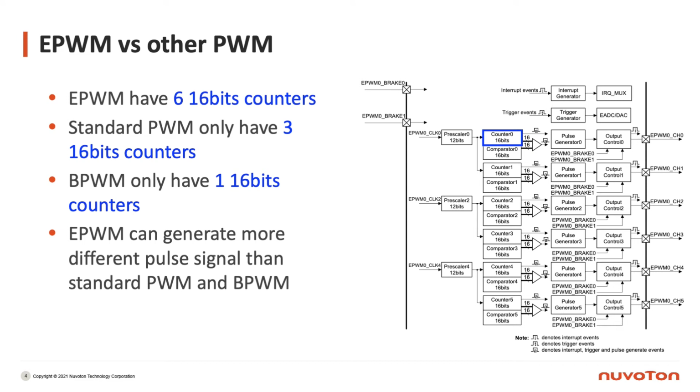Here are three common PWM types: EPWM, standard PWM, and BPWM. The biggest difference between EPWM and standard PWM is the quantity of counters. EPWM has 16-bit counters, standard PWM has 3, and BPWM only has 1. Therefore, EPWM can generate more variable signals. The 2 modules and 6 channels can generate 12 signals, but standard PWM generates 6 signals and BPWM only generates 2.